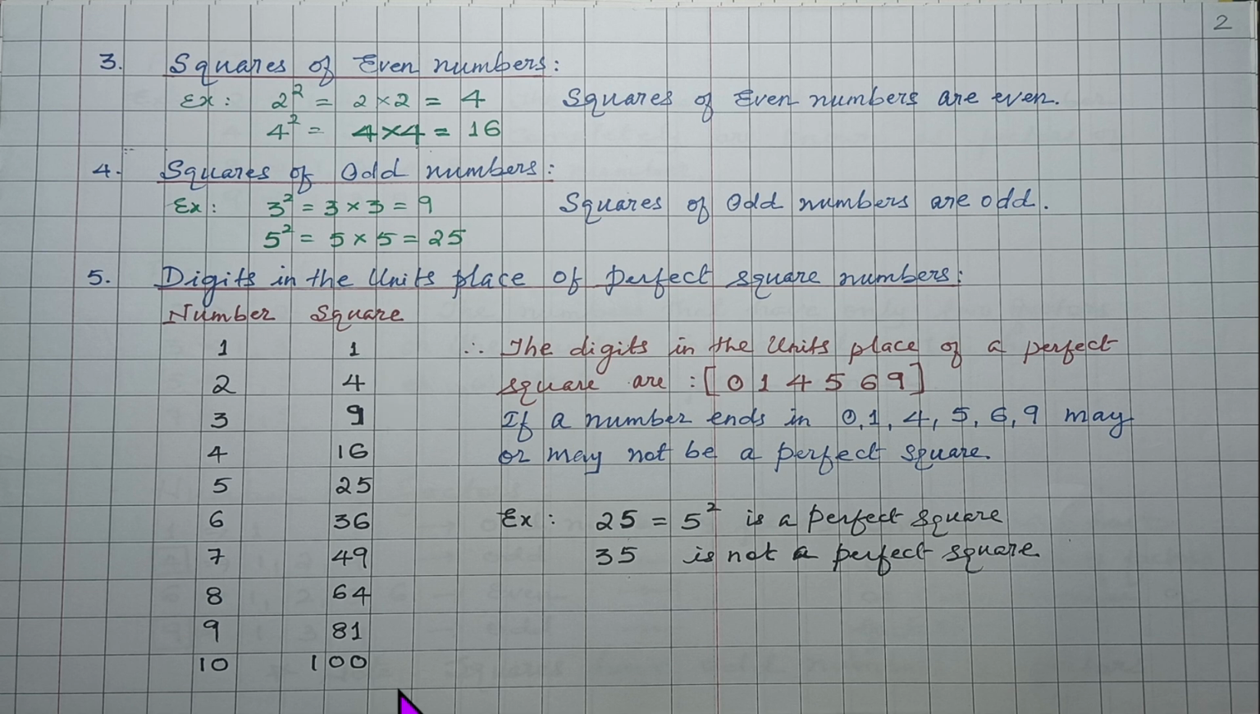But if a number ends in any one of 0, 1, 4, 5, 6, 9, it is not 100% certain that it is a square number. It may or may not be a perfect square. For example, 25 is 5 squared, a perfect square, but 35 is not a perfect square. Therefore, the presence of 0, 1, 4, 5, 6, 9 in the units place does not guarantee a perfect square. It may or may not be a perfect square.